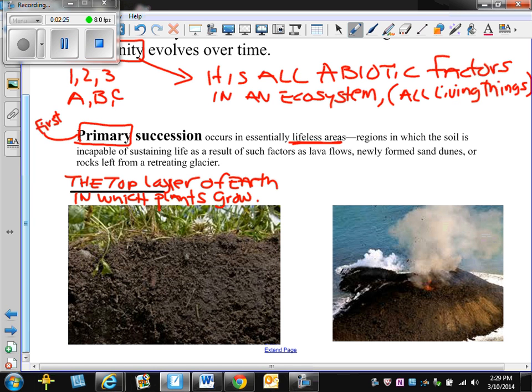If you take a look at this newly formed volcanic island in Hawaii, you see that there are no plants. There's no green. There is no soil yet to sustain the plants. That is brand new rock and lava and pumice that's coming out from the bottom of this volcanic vent.